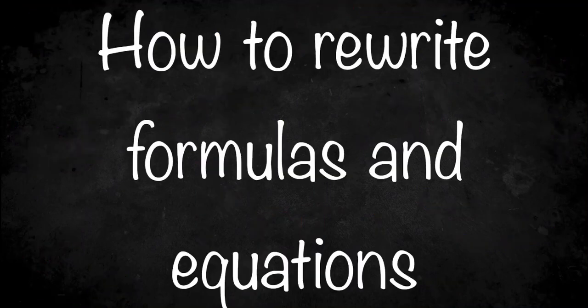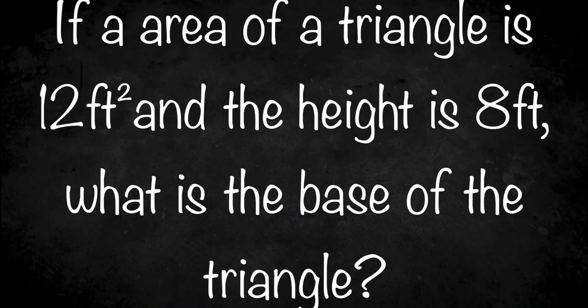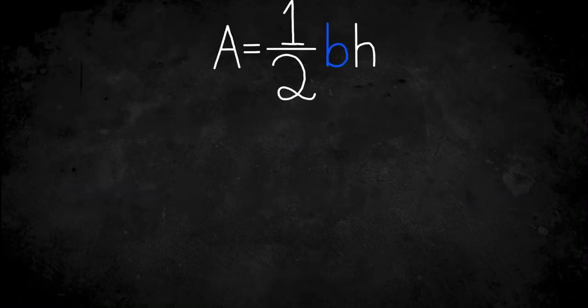In this video of Let's Talk Math, we're going to learn how to rewrite formulas and equations. So let's say the area of a triangle is 12 feet and the height is 8 feet, what is the base of the triangle? Well, first we're going to rewrite this formula so that we have isolated the base, and we can see how to do it.